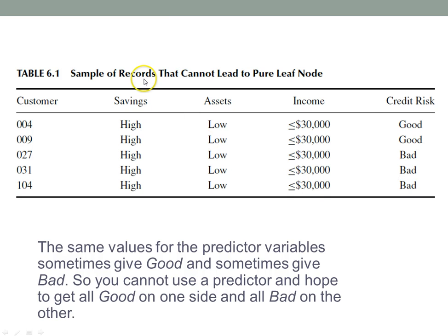Okay? So this is a sample of records that cannot lead to a pure leaf node, right? So if this is included in your data set, you're not going to have a pure leaf node for this particular node. The same values for the predictor variables sometimes give good and sometimes give bad. So you cannot use a predictor and hope to get all good on one side and all bad on the other.